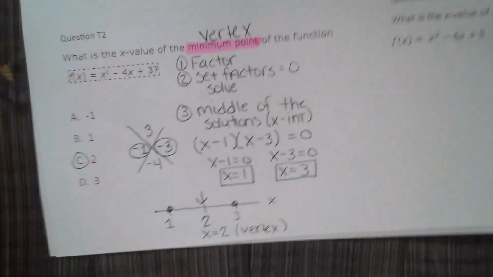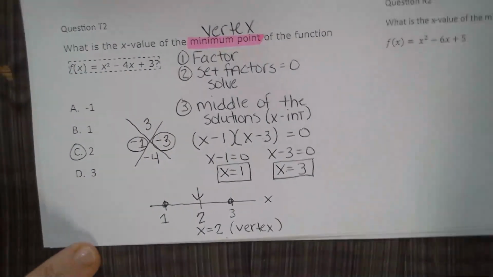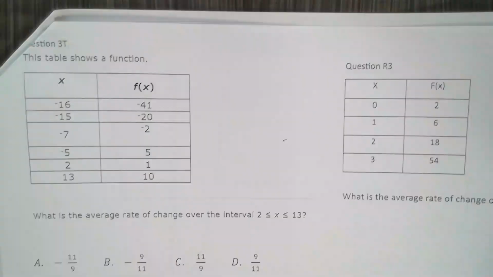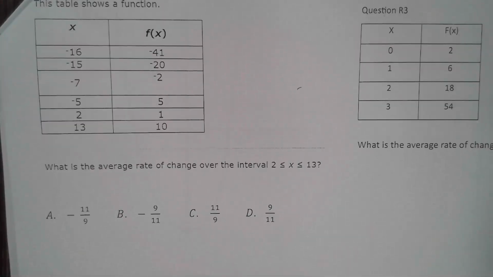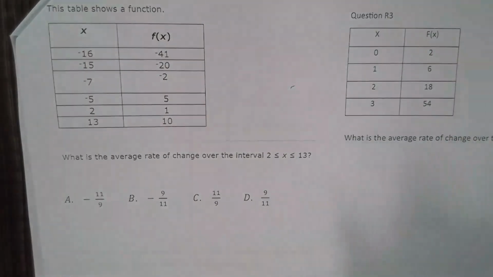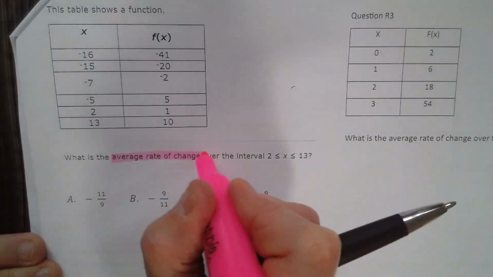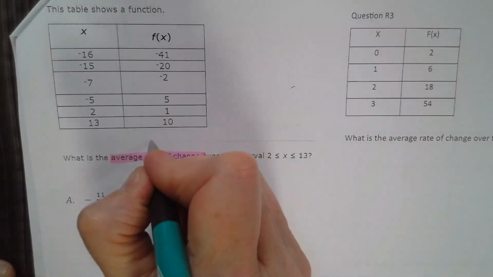All right. Draw a triangle next to the T2. All right, average rate of change.